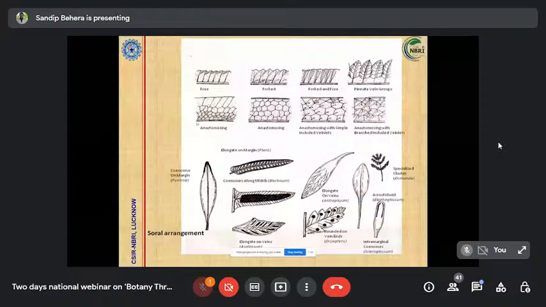Sometimes veins will be anastomosing and some will have included veinlets. This is called included veinlets. That means one single included veinlet. Sometimes the included veinlets are branched, as you see here.